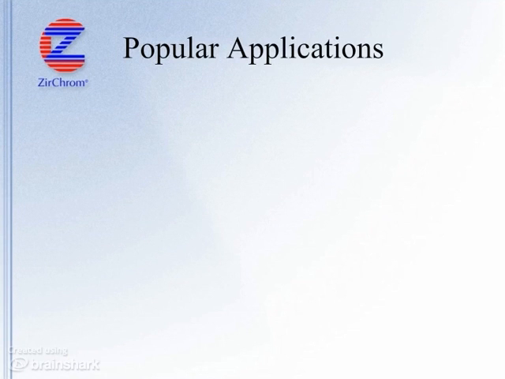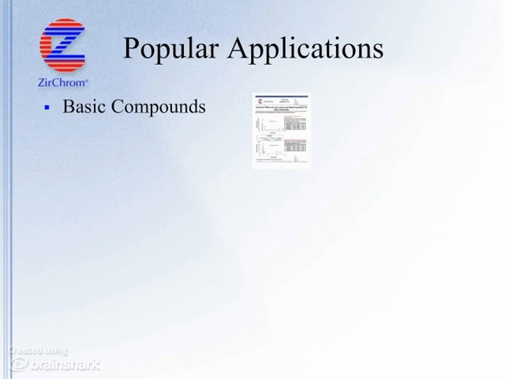Here are some great examples of how the unique selectivity and unparalleled stability of the ZirChrom PBD phase can be put to use. One of the most popular applications for the ZirChrom PBD column is amine-containing compounds. Using traditional silica C18 columns, these basic analytes often fall prey to peak shape and selectivity issues.